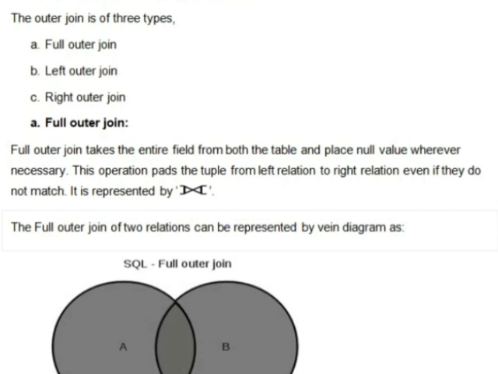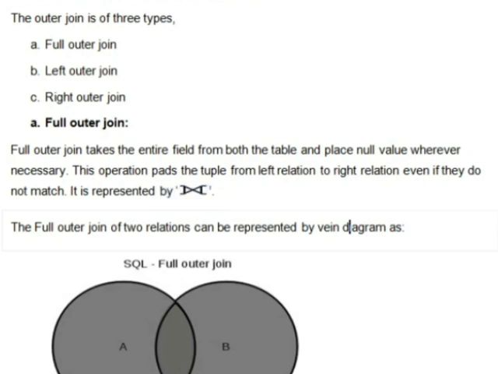Number 1 is full outer join. Full outer join takes the entire field from both the tables and places null value wherever necessary. This operation pads the tuples from the left relation to the right relation even if they do not match. This is represented by this particular symbol. The symbol is the one which is there in the natural join but without the wings. If you find the wings, it is the notation of full outer join.